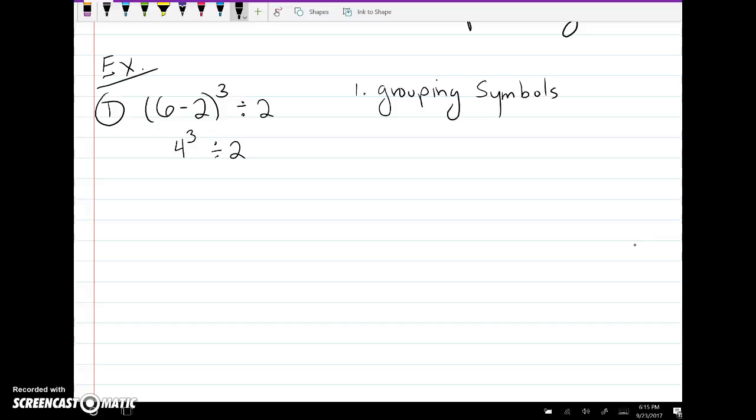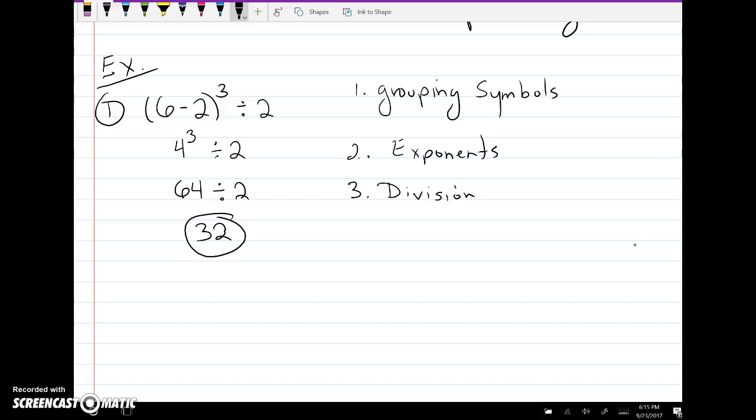Next step, I'm going to work on my exponents. 4 to the third is the same as 4 times 4 times 4, which is 64, divided by 2. And finally, my last step here is multiplication and division, but here I just have division. So my answer is 64 divided by 2 is 32.